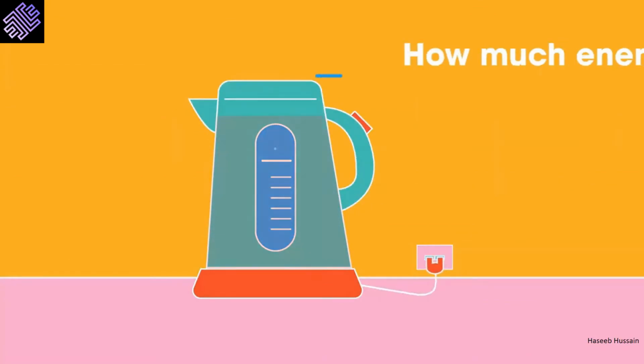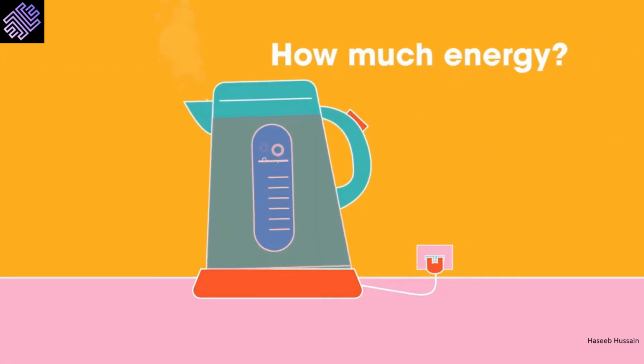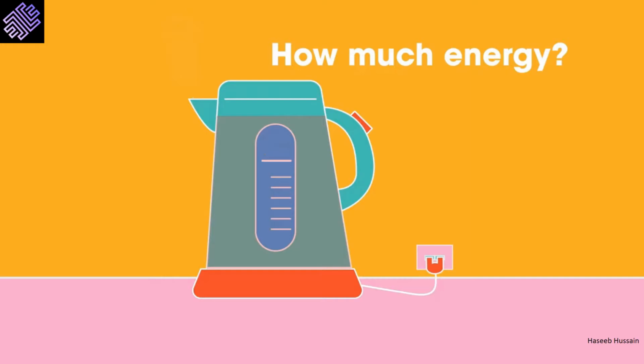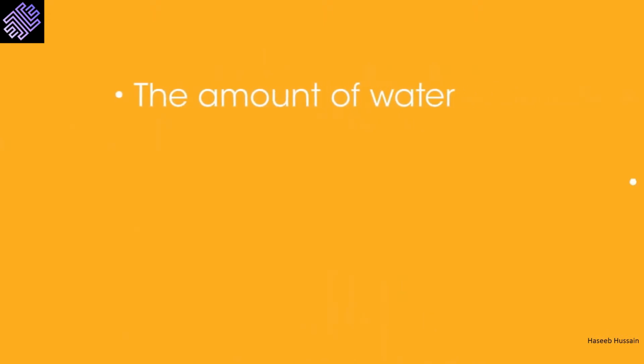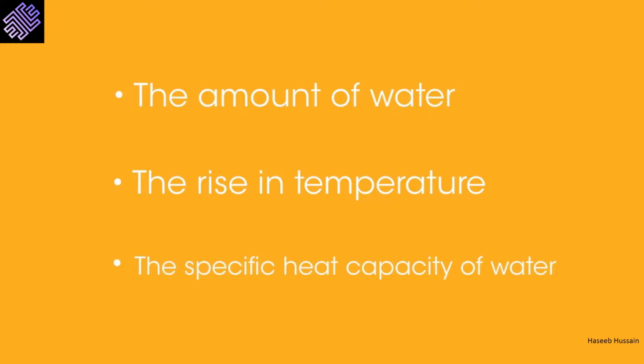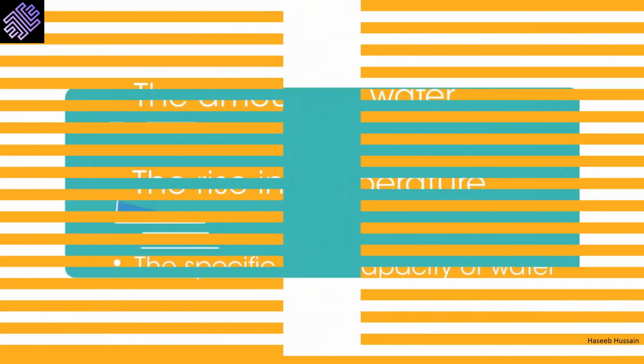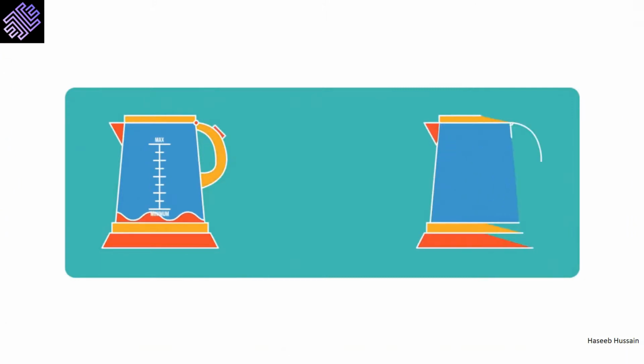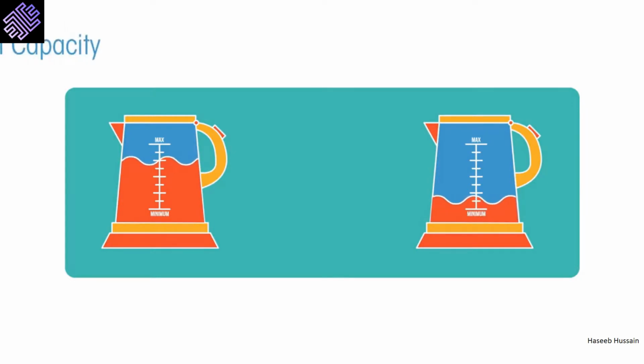Have you ever thought how much energy a kettle uses to boil an amount of water? The amount of energy transferred depends on three things: the amount of water, the rise in temperature, and a term known as specific heat capacity, or heat capacity, of water. These factors are the reasons why it takes longer to boil a lot of water than a small amount of water. Apart from other factors, the key factor is heat capacity.